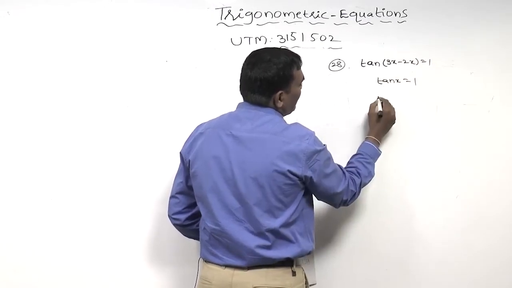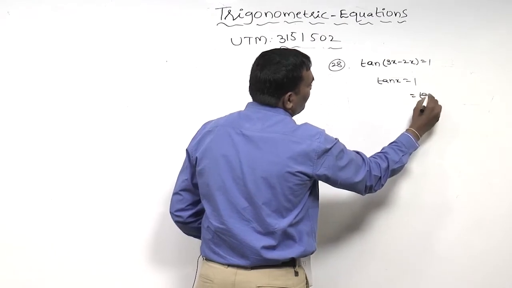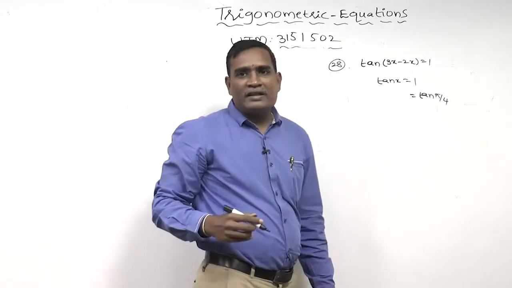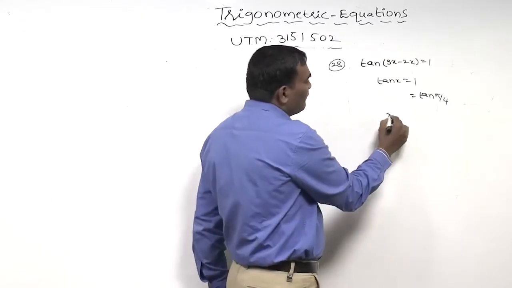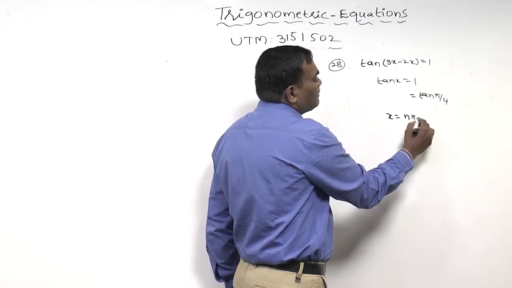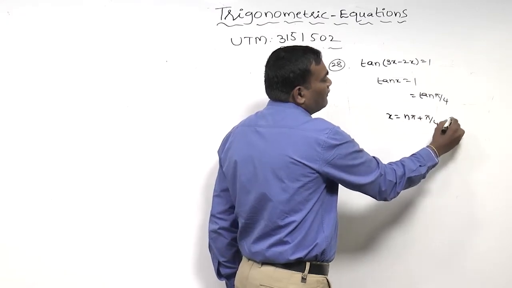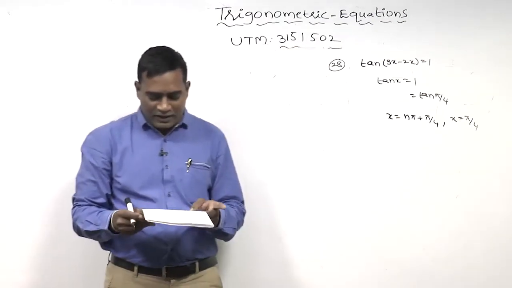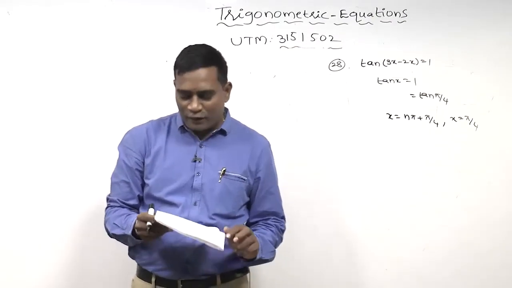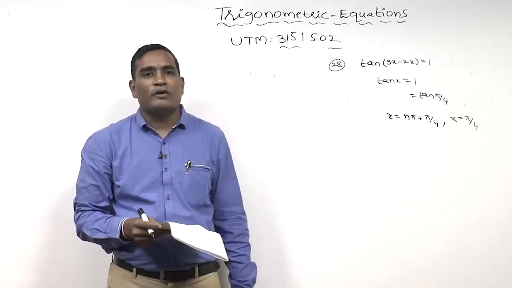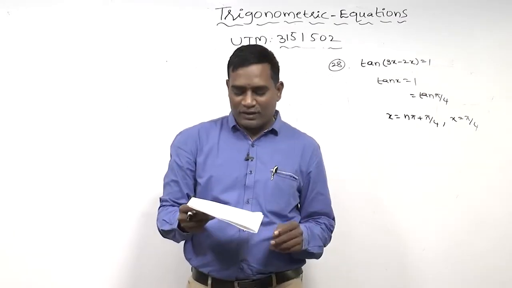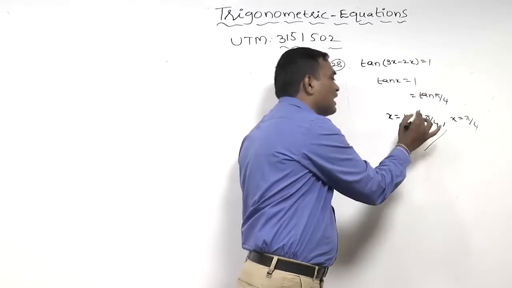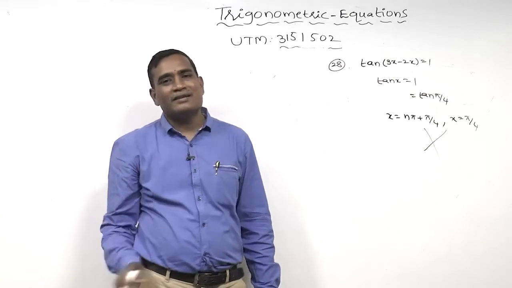So, what is the answer? Tan x is equal to 1 means we can write tan pi by 4. Tan theta is equal to tan alpha. If tan theta is equal to tan alpha, x is equal to what? n pi plus pi by 4. Or we can write x is equal to pi by 4. What are the options? Here given, the second option is pi by 4. The third option is n pi plus pi by 4. So, which is the correct answer? Is the answer pi by 4 or n pi plus pi by 4? Here, both are wrong. Why? These both are wrong.